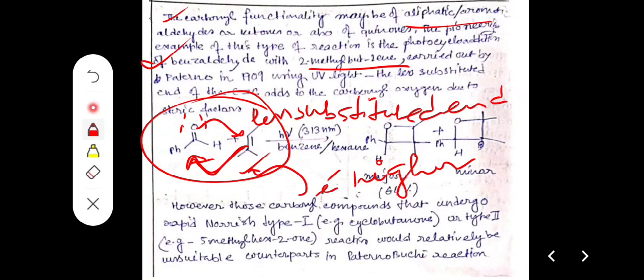But this is not always used. For Paterno Buchi reaction, the main reason is oxygen always goes to the less substituted carbon due to steric factor, to avoid lone pair bond pair repulsion. As we know, lone pair lone pair repulsion is more than lone pair bond pair, and lone pair bond pair repulsion should be more than bond pair repulsion, right? So to avoid this lone pair bond pair repulsion, oxygen always goes to the less substituted part. This is the main reason for Paterno Buchi reaction.